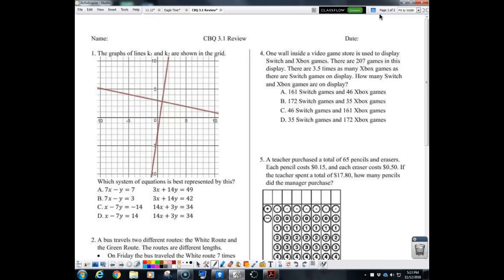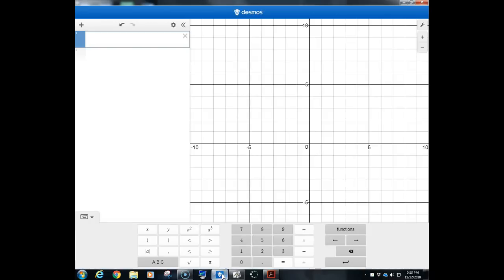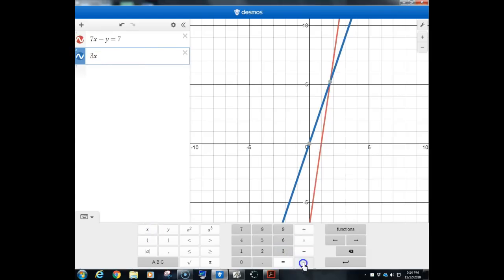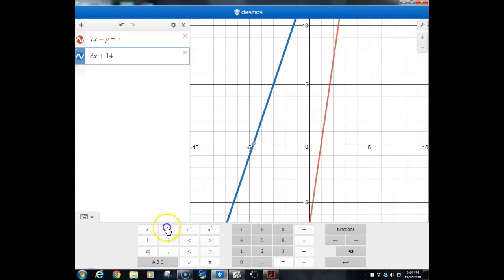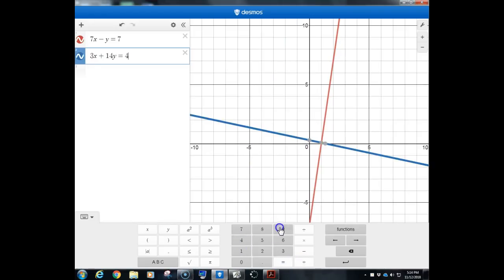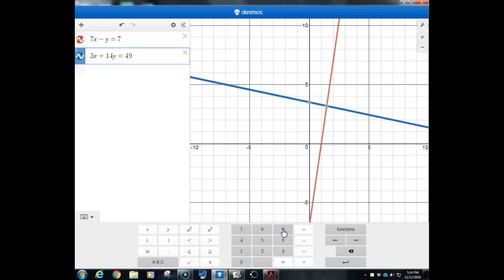The first one is 7x minus y equals 7, and your other equation is 3x plus 14y equals 49. I'm going to go to Desmos and type in 7x minus y equals 7. That's one of your equations. Then your next equation is 3x plus 14y equals 49. Again, this is just answer A.